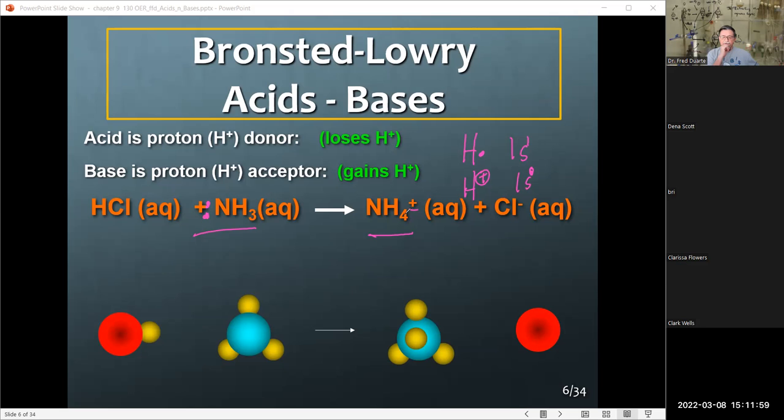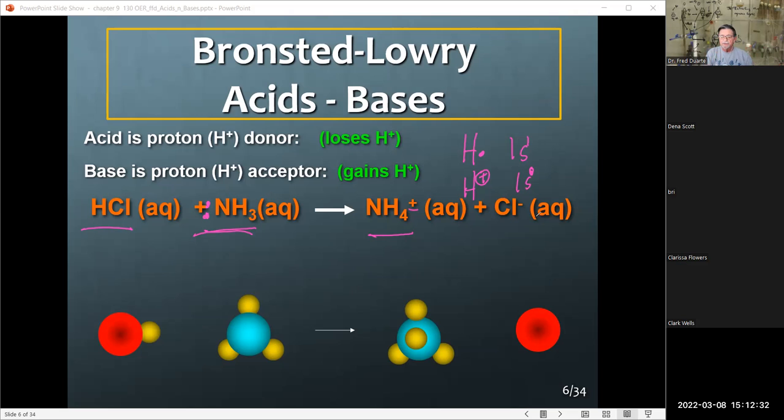All right, so this demonstrates what a Bronsted-Lowry acid and base is. Now, with respect to the previous example, notice that we had a covalent compound acid reacting with an ionic base. Here, we have a covalent compound reacting with a covalent base. That is the main difference between the Bronsted-Lowry and the Arrhenius definition.